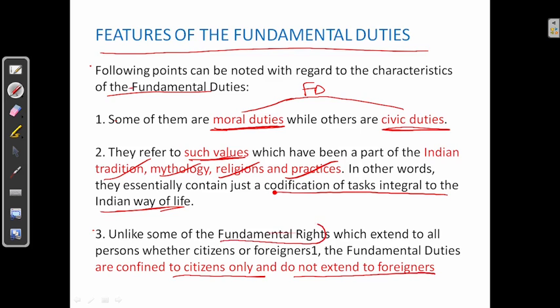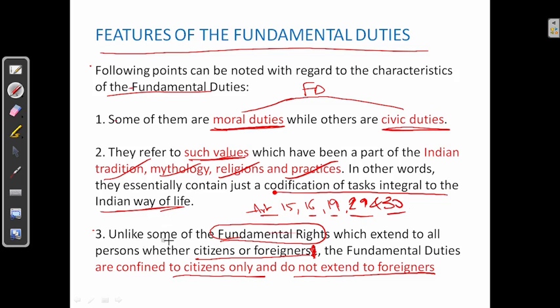Some of the fundamental rights are available to both citizens as well as foreigners, right? Okay, what are the articles which are not provided for foreigners? Article 15, 16, 19, 29 and 30. These articles are provided only for the citizens but not for the foreigners.